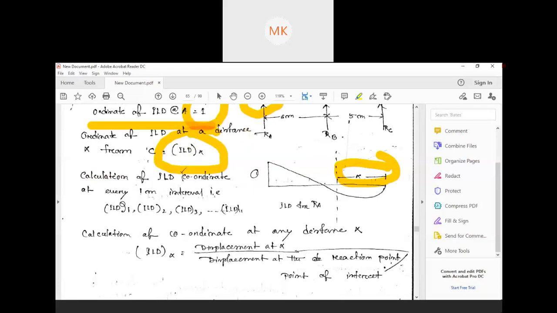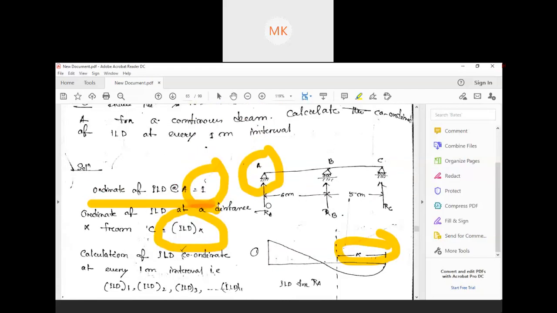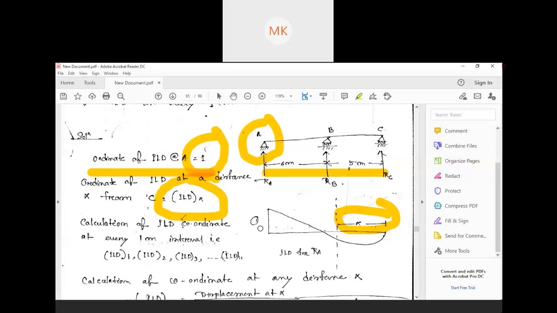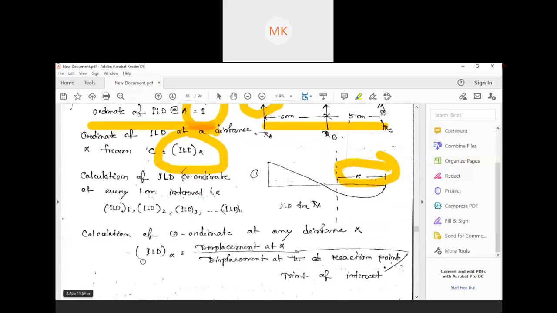Okay. So how do we need to calculate? Calculation of ILD ordinate at every 1 meter interval. So how much is the length? We need to find out the length. The total length is, as you can see here, 11 meter. So at every 1 meter interval, we need to find out the ordinate, from ILD 1 to ILD 11.